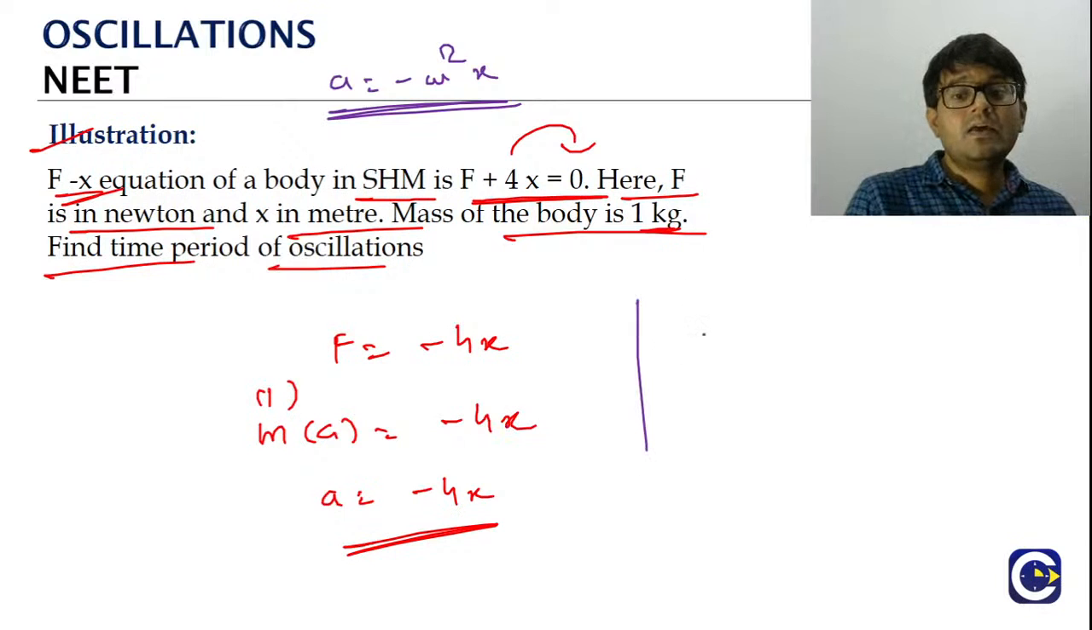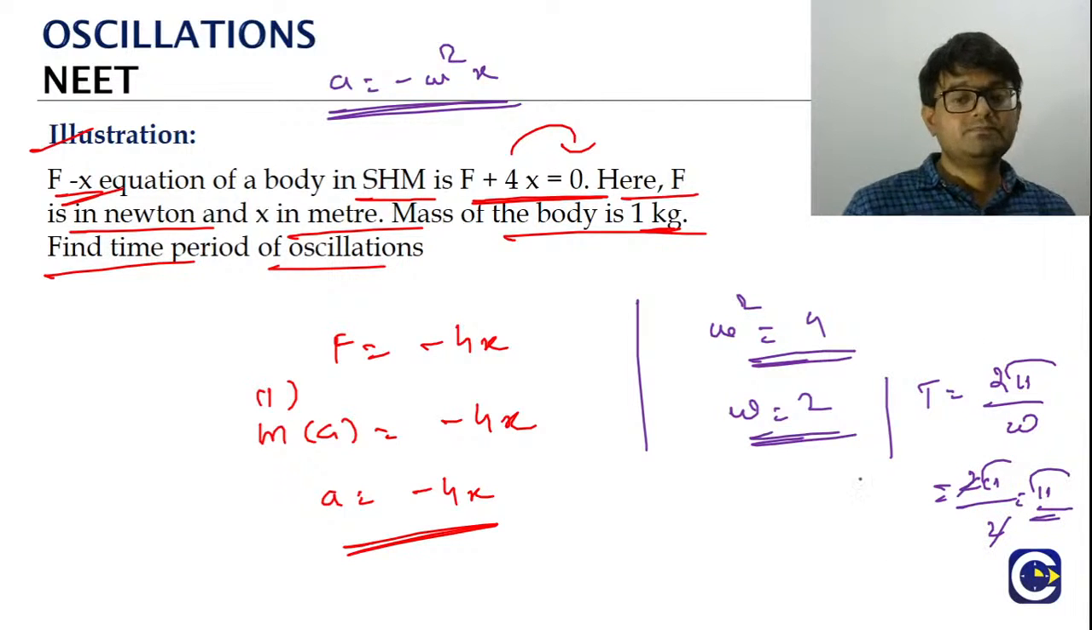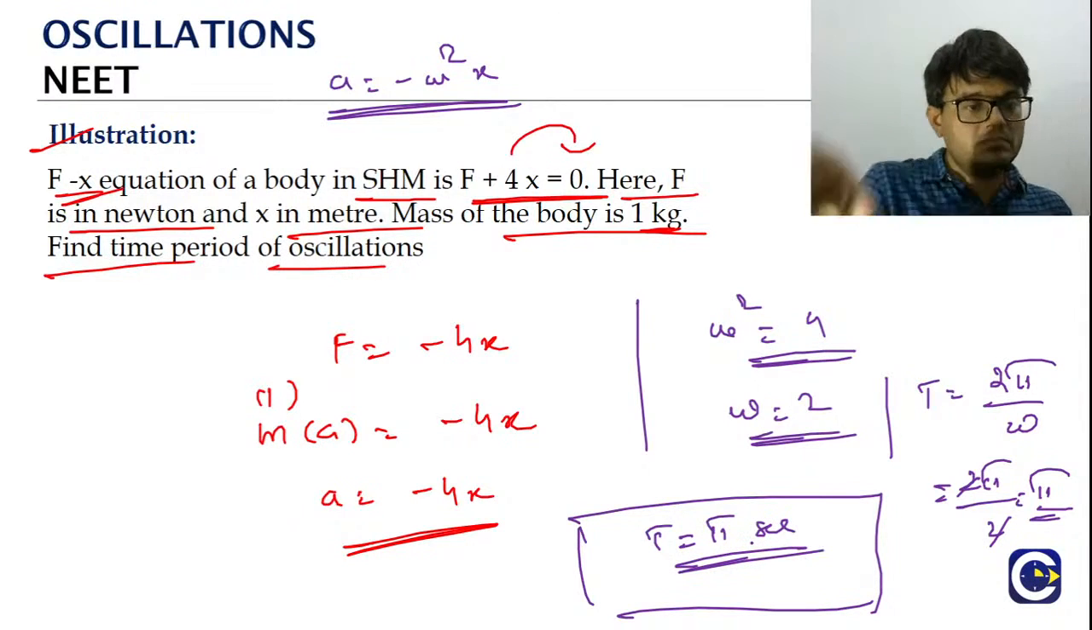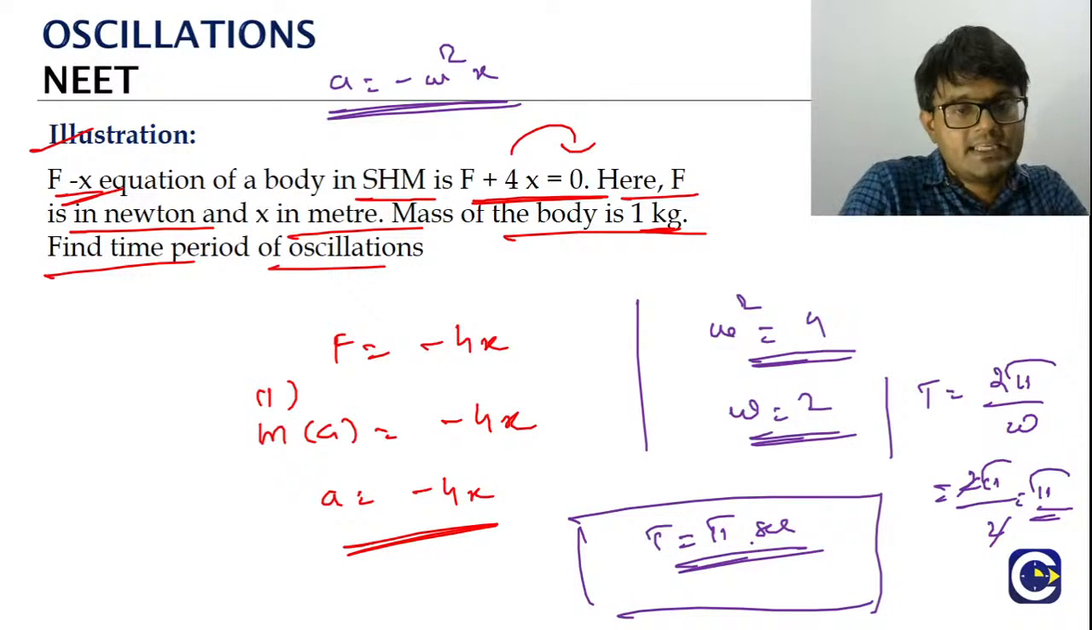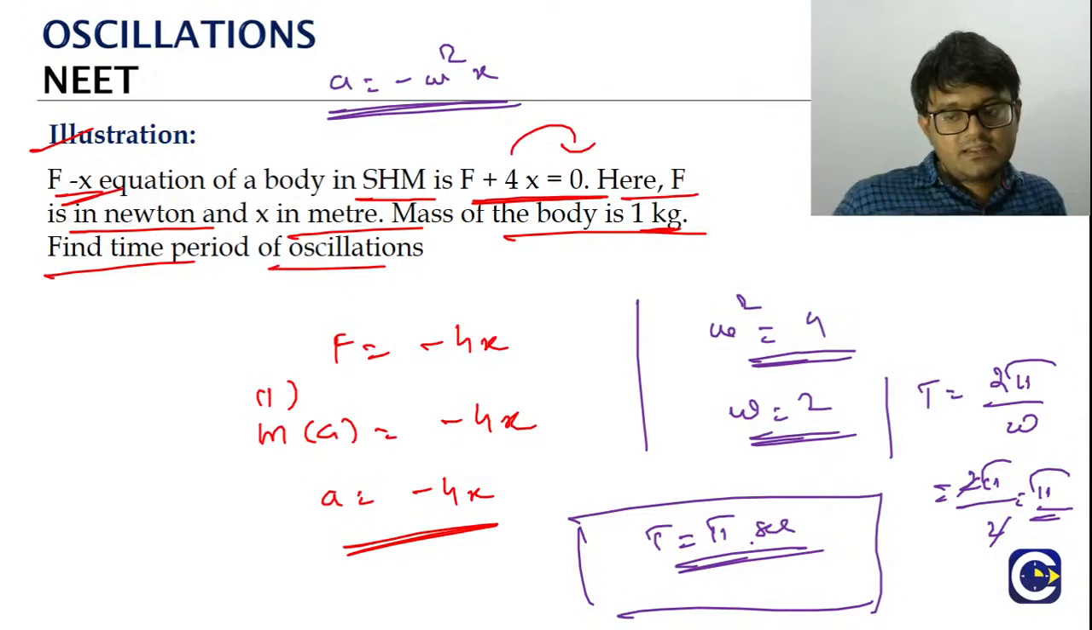From this, we get the omega square value. What is the omega square value? 4. Compare, which means omega is 2. From this we get the period. What is the period value? 2 pi by omega, right? Which is 2 pi by 2. That is pi. Since everything else is in SI units, the period will be in seconds. The force is in Newton and x is in meter, so everything is in SI units. So the period will be in seconds. Pi is approximately 3.14.